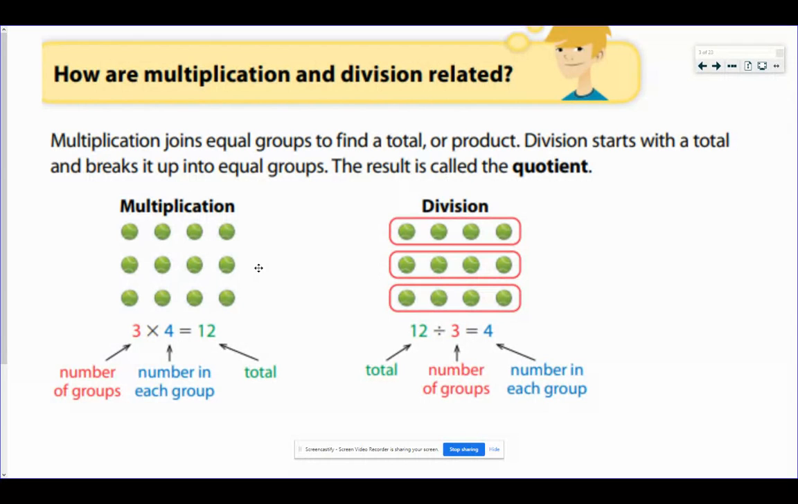So here's an array of tennis balls, and you're looking at it in the way of multiplication, that you have your number of groups, which are your rows, the number in each group or row, and then you get the total, which is the product. Or if you look at that same array as a division problem, you have your total, and we put it into equal groups of 3, and then we see that there are 4 in each group.